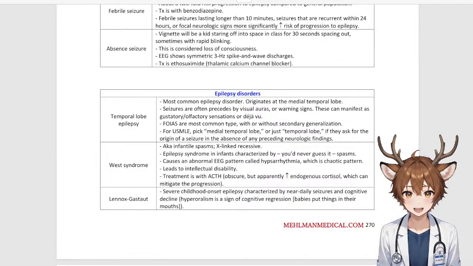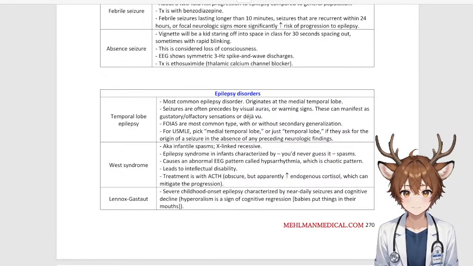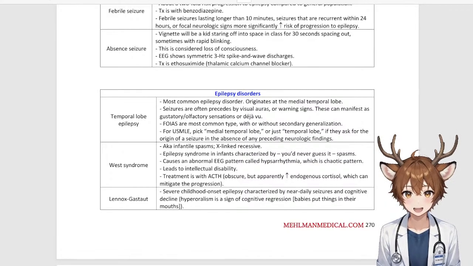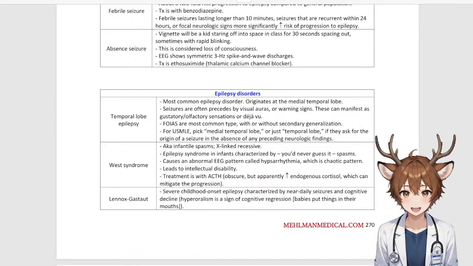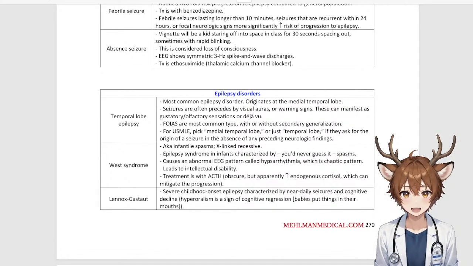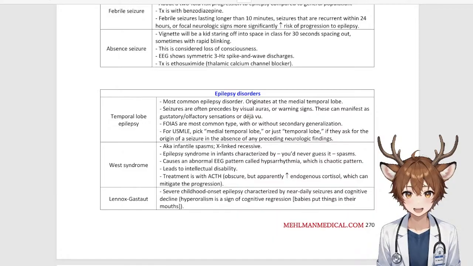Absence seizure. The vignette will be a kid staring off into space in class for 30 seconds, spacing out, sometimes with rapid blinking. This is considered loss of consciousness. EEG shows symmetric 3 Hz spike and wave discharge. Treatment would be ethosuximide, a thalamic calcium channel blocker.